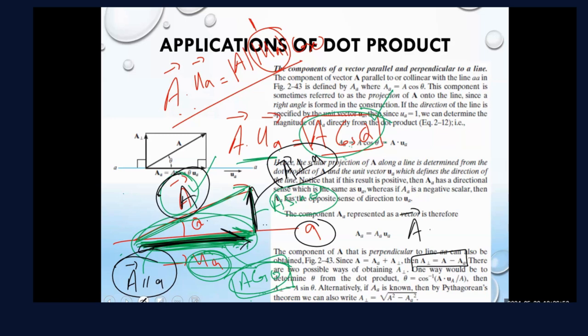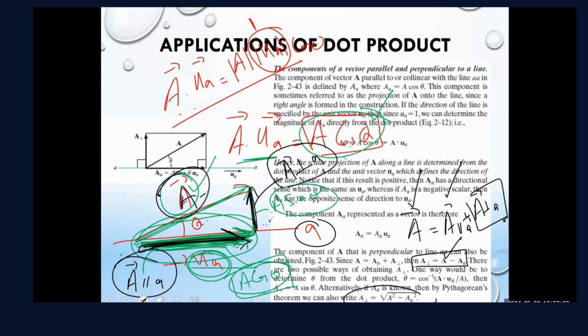A is equal to A parallel plus A perpendicular. I can write it like this, right? So if I know this one, I can subtract them and figure out what the perpendicular component is. This is just the head-to-tail rule, how you add vectors. And I can also use Pythagoras theorem to figure out the value for this one.